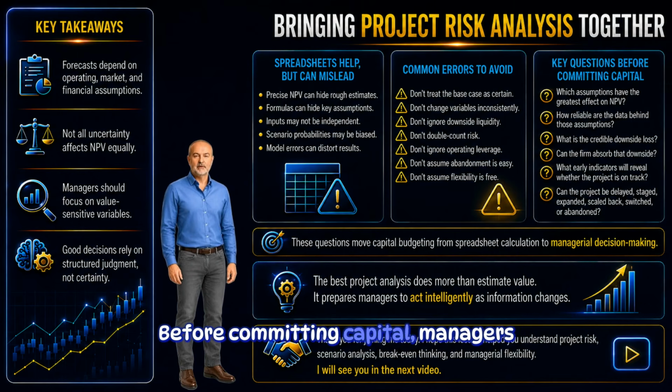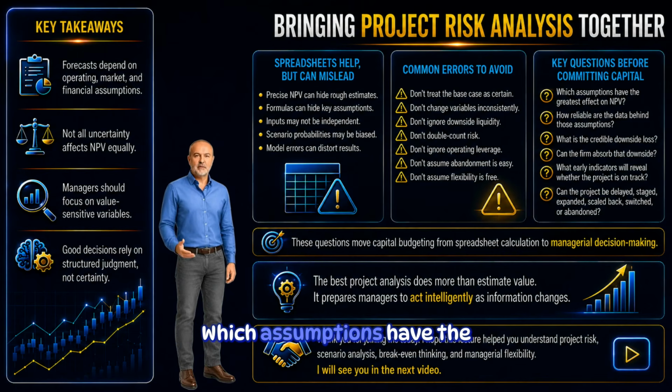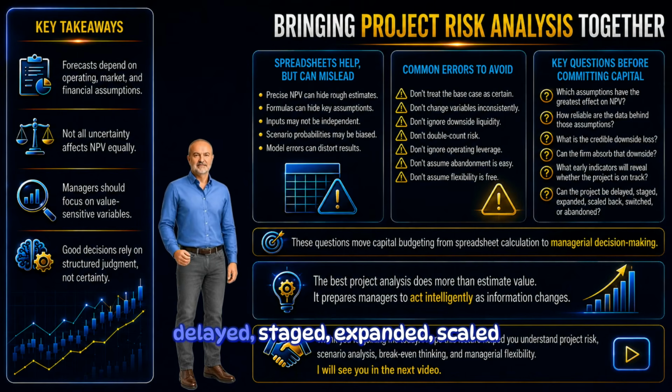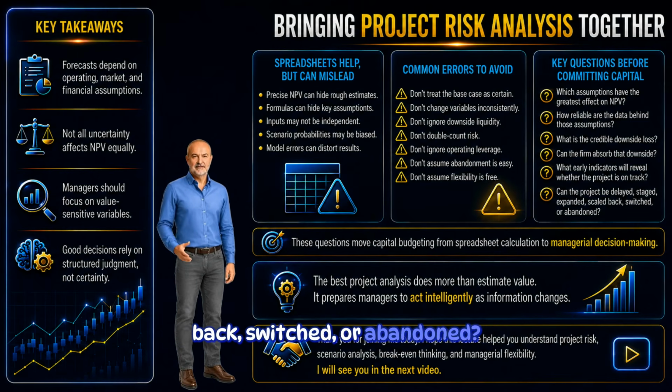Before committing capital, managers should be able to answer important questions. Which assumptions have the greatest effect on NPV? How reliable are the data behind those assumptions? What is the credible downside loss? Can the firm absorb that downside? What early indicators will reveal whether the project is on track? Can the project be delayed, staged, expanded, scaled back, switched, or abandoned?